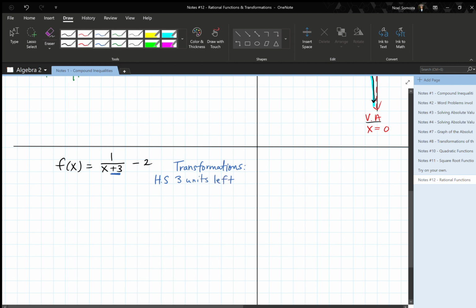Okay, and then this is our k, right? So we keep that. So that tells us we have a vertical shift 2 units up. I'm sorry, not 2 units up, 2 units down.